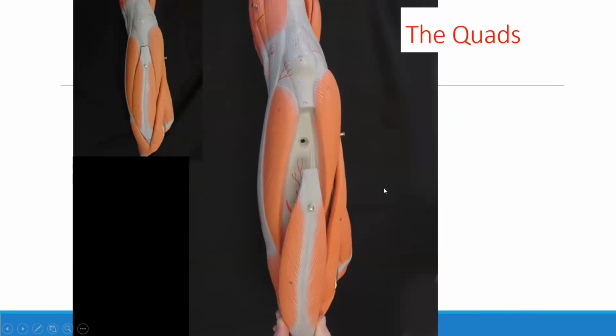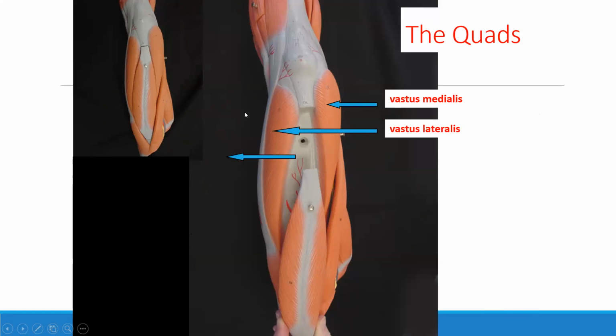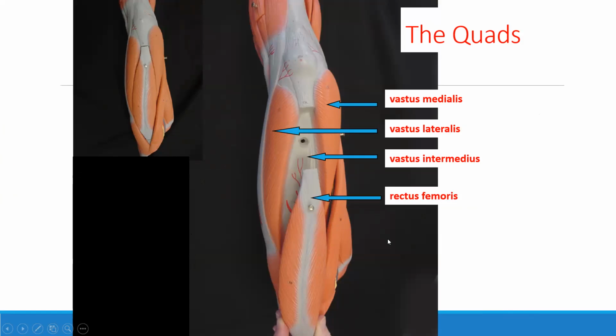We have vastus medialis, this is the big toe side. Big toe is down here, vastus medialis, vastus lateralis. In the middle is vastus intermedius. And then we have the rectus femoris. So these are the quads.